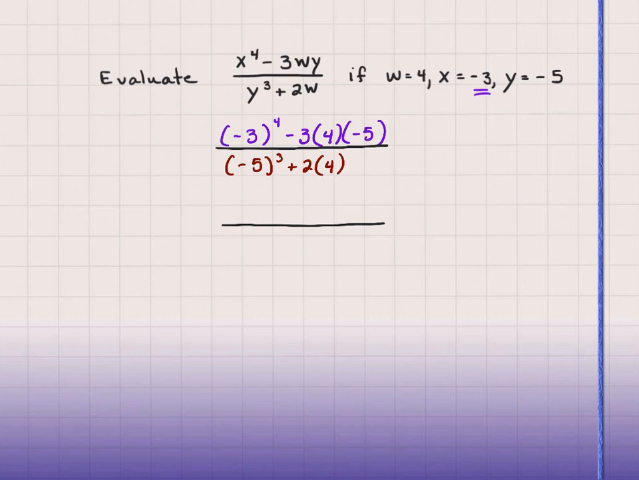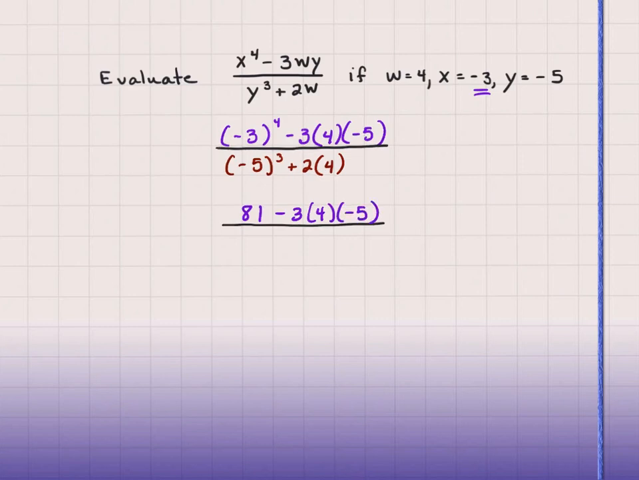Let's take negative 3 to the fourth power. Now when you do that, you have to make sure you put that in parentheses. But it's going to be a positive number, so we're going to get 3 times 3 is 9, times 3 is 27, times 3 is 81. So we got 81 minus 3 times 4 times negative 5.